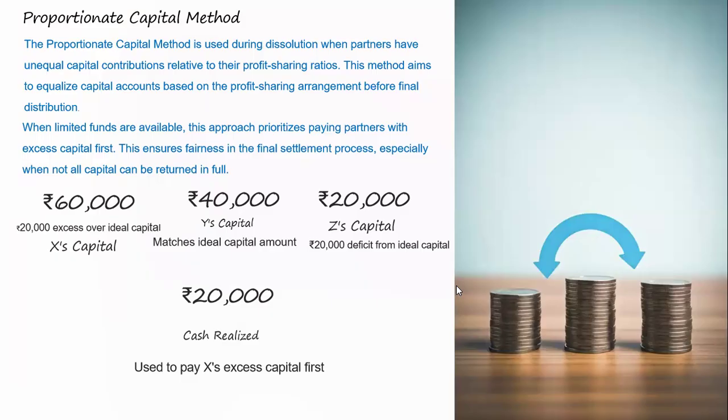So once this is settled, whatever surplus is received in the final installment, say for example, 30,000, that 30,000 will be distributed among all the three partners as 10,000, 10,000, and 10,000. So this will be the final settlement. If there is any deficiency, that will also be borne by the partners in the capital loss ratio. So this is the usual procedure with regard to the proportionate capital method.